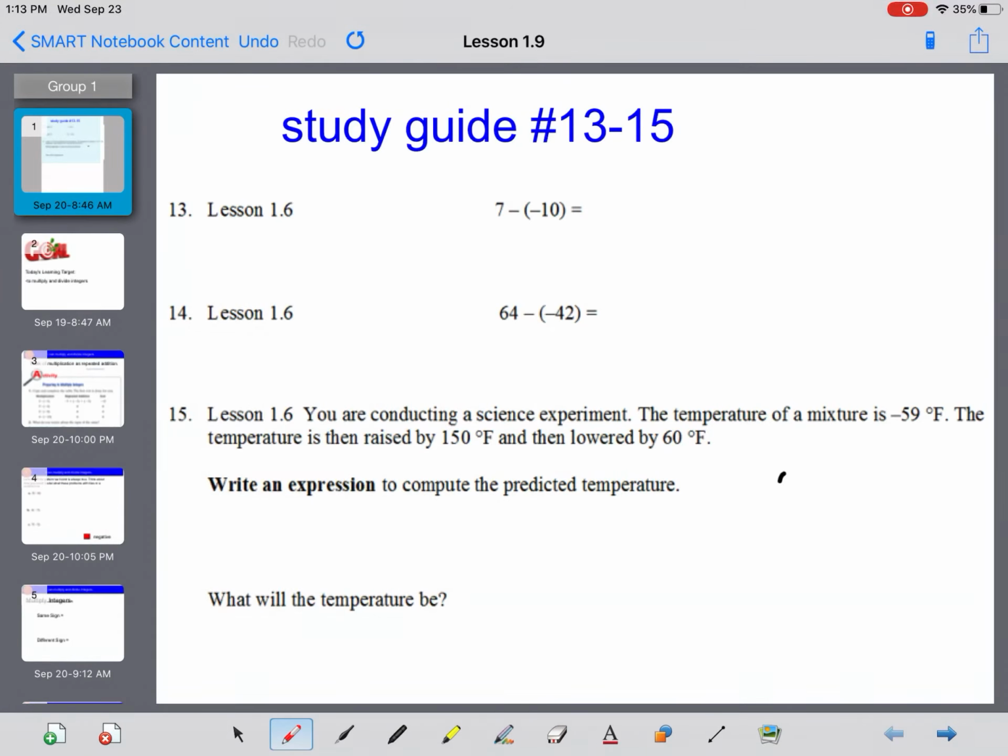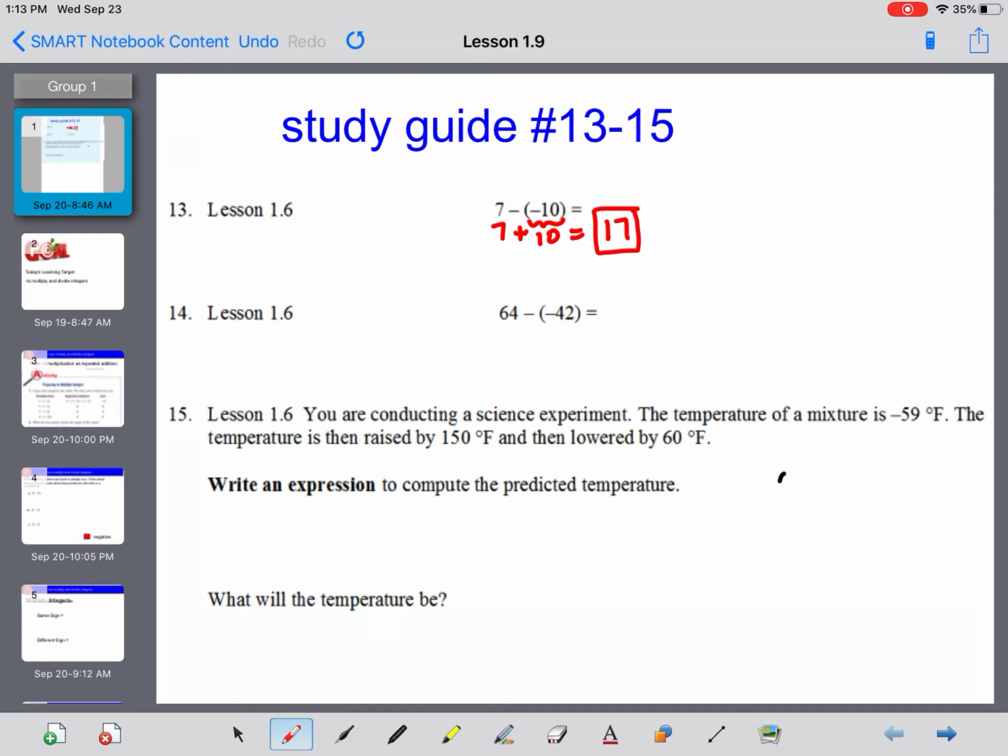All right, for the first review problem, we've got 7 minus negative 10. We learned that subtracting integers is the same as adding the opposite. So 7 plus the opposite of negative 10 is 10, and so our answer is 17.